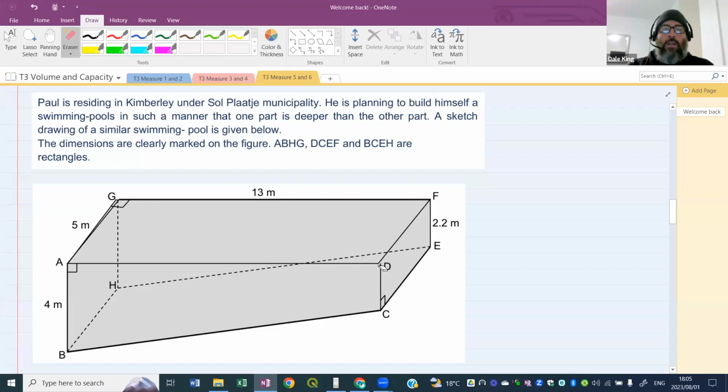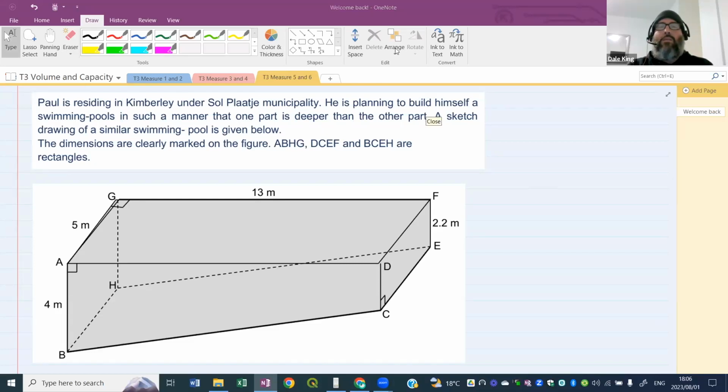DCEF is on this side of the pool. BCEH is the base, the bottom of the pool. Those are all rectangles. They're telling us that those 3 quadrilaterals are rectangles. That's fine, but that's more of a core math thing. You usually don't see them name letters like that in the question.